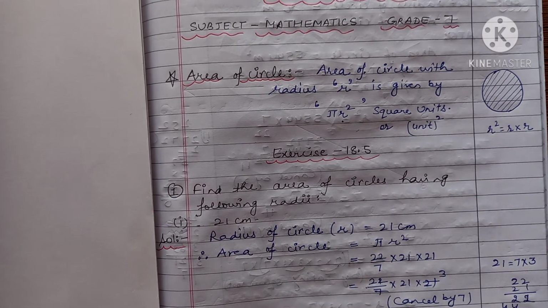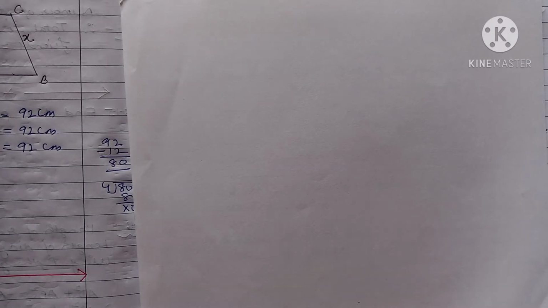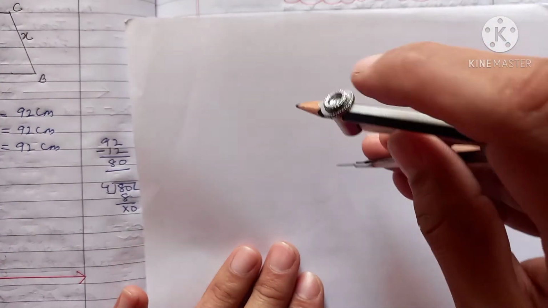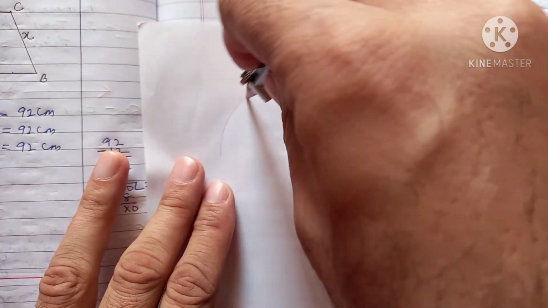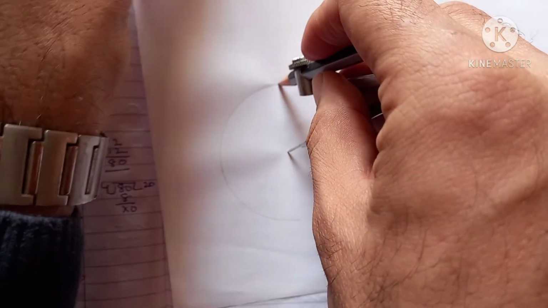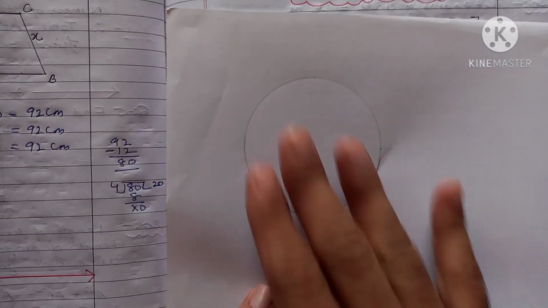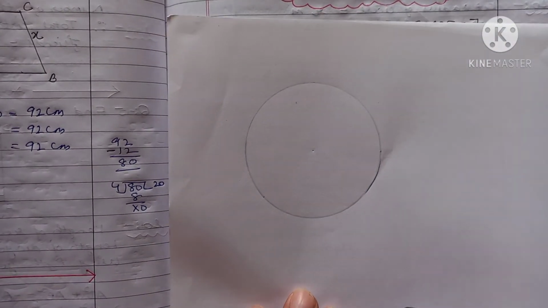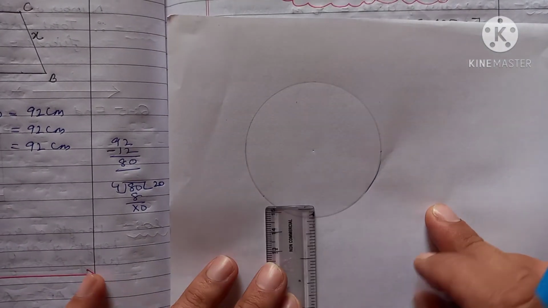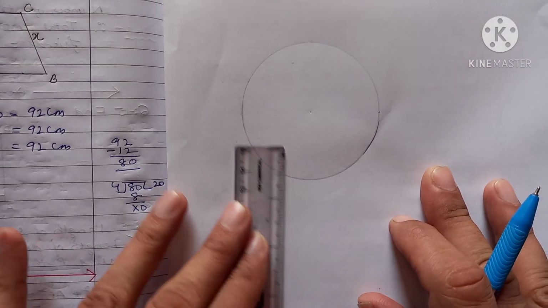So let us have a look at the activity which illustrates how we can calculate the area of a circle. For this, let us draw a circle on this plain sheet of paper. Suppose this is the circle. Let the radius of this circle be r unit. Now we will do one activity which illustrates how the area of a circle is pi r square.